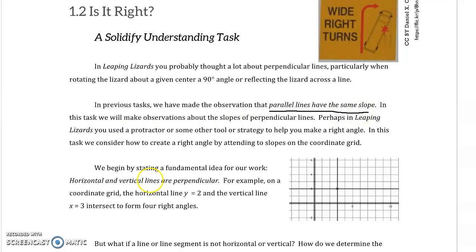Okay, what we're trying to do in this task is learn if there is a rule for the slopes of perpendicular lines. So what you're going to do is rotate some triangles 90 degrees, and you're going to notice some things about what happens when that triangle gets rotated 90 degrees.